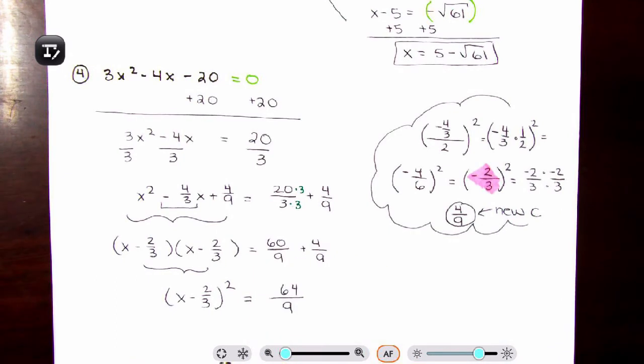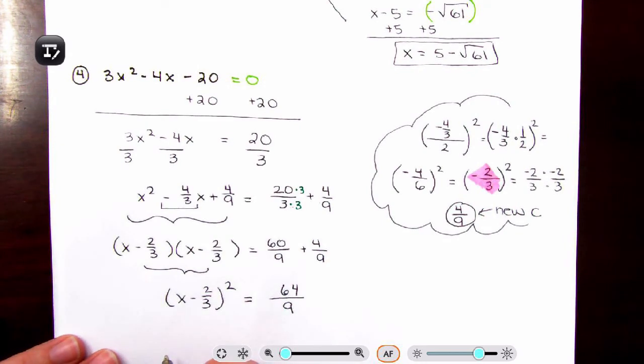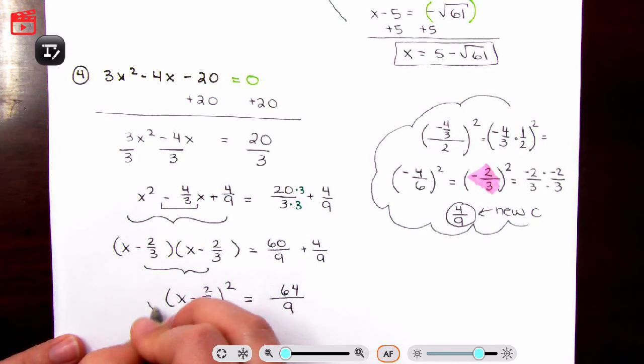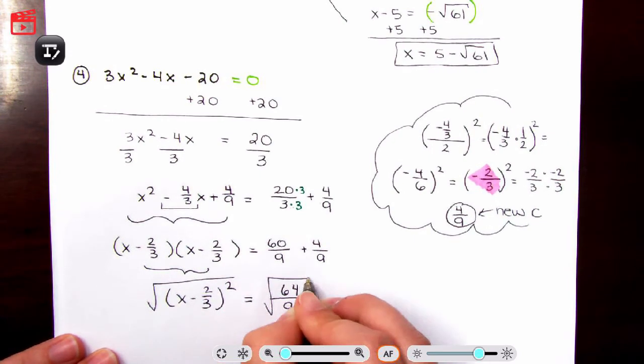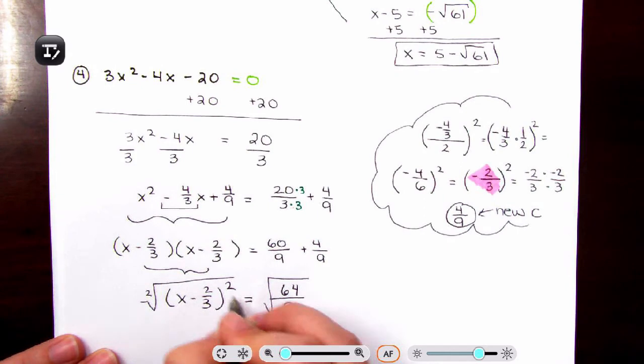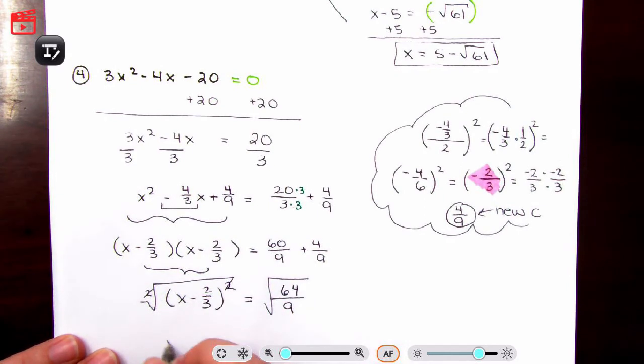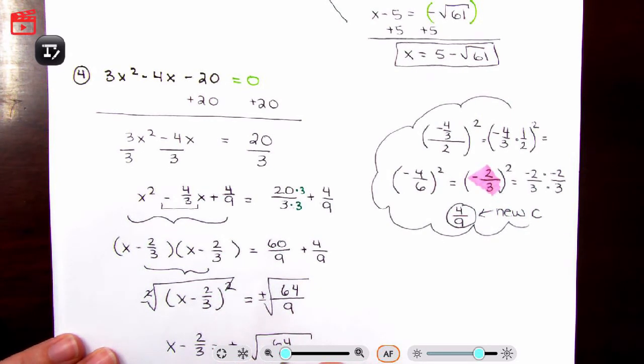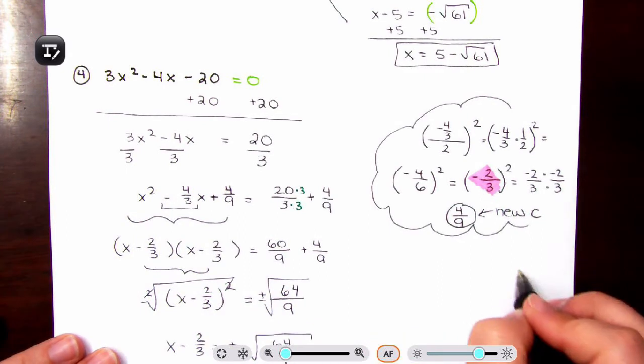And does 64 divide by 9? Is that pretty? That is not pretty. That's okay. We can keep it. So here we have it. Now take the square root of both sides. Again, there's a secret 2 in here for the index. So we have x minus 2/3 is equal to, don't forget your plus or minus, plus minus the square root of 64 over 9. Now here's another thinking bubble for you.